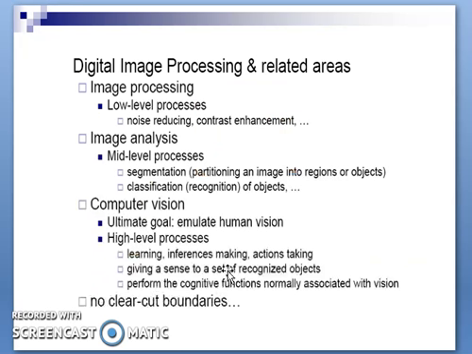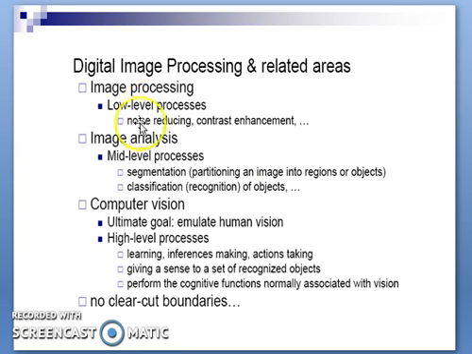Now, digital image processing and related areas. We can put image processing into various levels and work upon them. First and foremost, we call them low-level processes, where we mostly concentrate on improvement of the images, mainly for noise reduction and then for contrast enhancement. Next, mid-level processes normally involve segmentation, where we try to partition an image or object and get the object or the region of interest for further analysis.